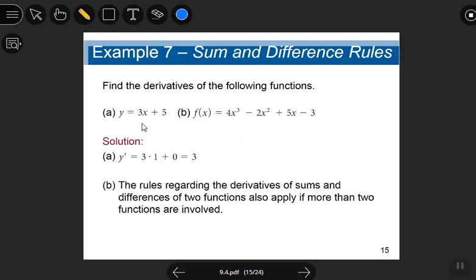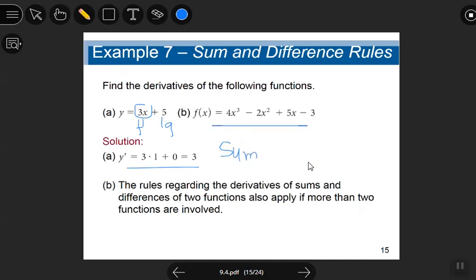So this is a combination of two functions. This is your f and this is your g. So find the derivative separately. The derivative of this one, 3 times x, is equal to 3 times 1, because the derivative of x is 1. And the derivative of 5 is a constant, and it is 0. And finally your answer is 3. So here we have to use the sum rule.